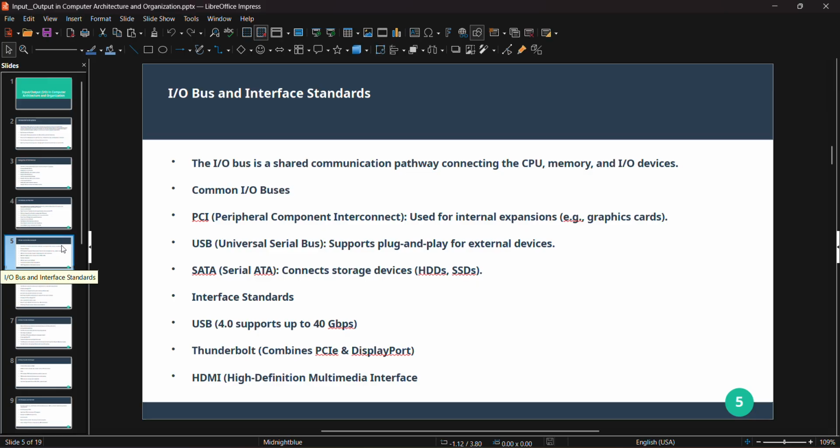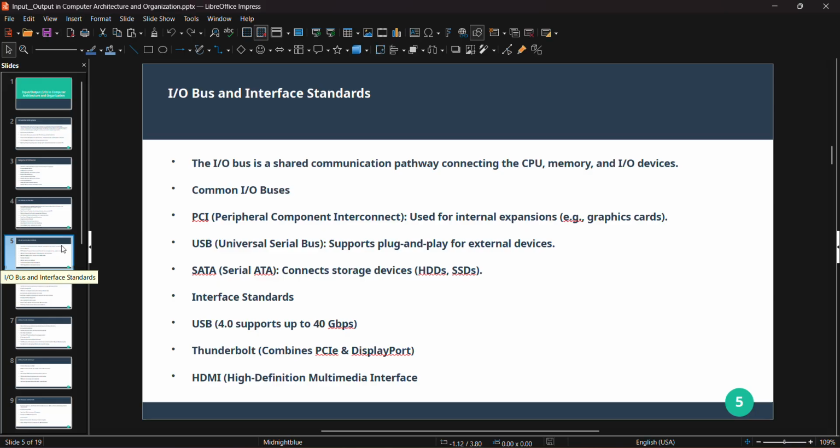So some of the common input output buses are the PCI, that's the Peripheral Component Interconnect, which is used for internal expansion. For example, maybe our computer doesn't have the graphic card that we want it to have. In order for us to add a graphic card to the computer, it is through the PCI that we can do that. And also the USB. We all know what the USB is used for. We can connect our controllers and other devices. Most of our devices use the USB for connecting to our computers and all that.